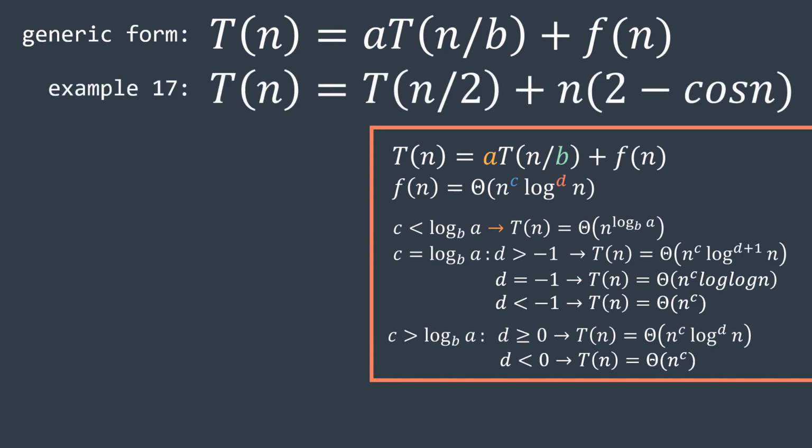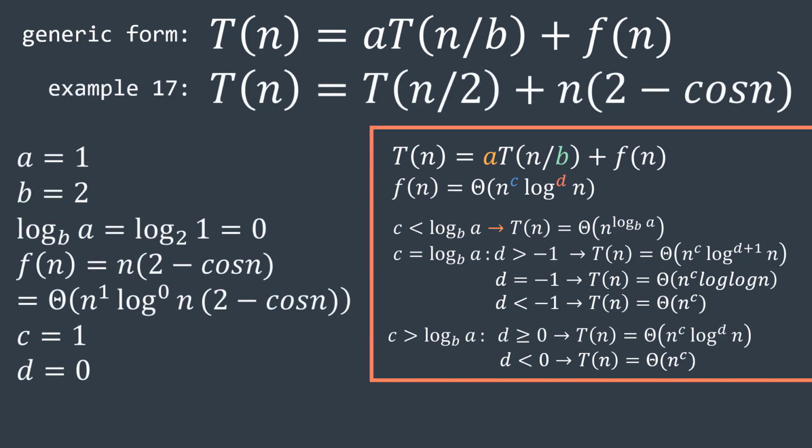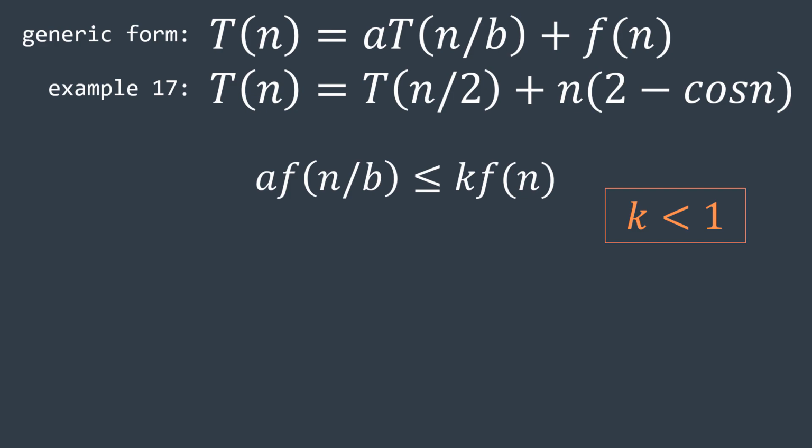Last example, a is 1, b is 2, log base b of a is 0, c is 1, so we are in the third case. But here we can't apply the master theorem because f of n doesn't respect the regularity condition. Let me explain. The regularity condition says that for large values of n, a times f of n divided by b must always be smaller than or equal to k times f of n, where k is smaller than 1. In other words, the work done in the root must be greater than the work done in the leaves.